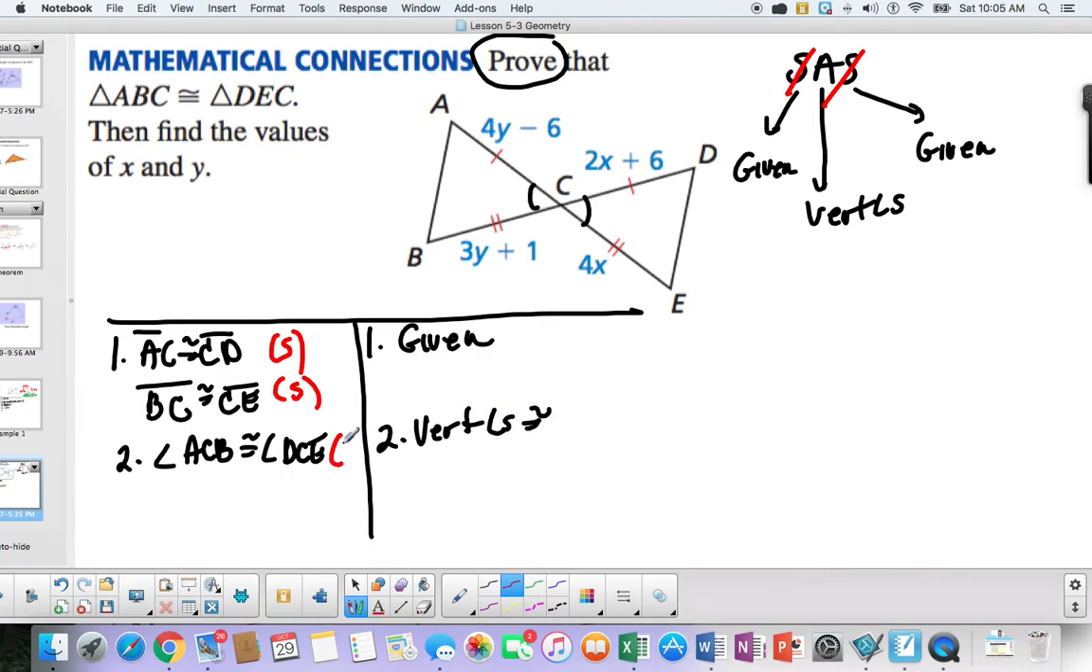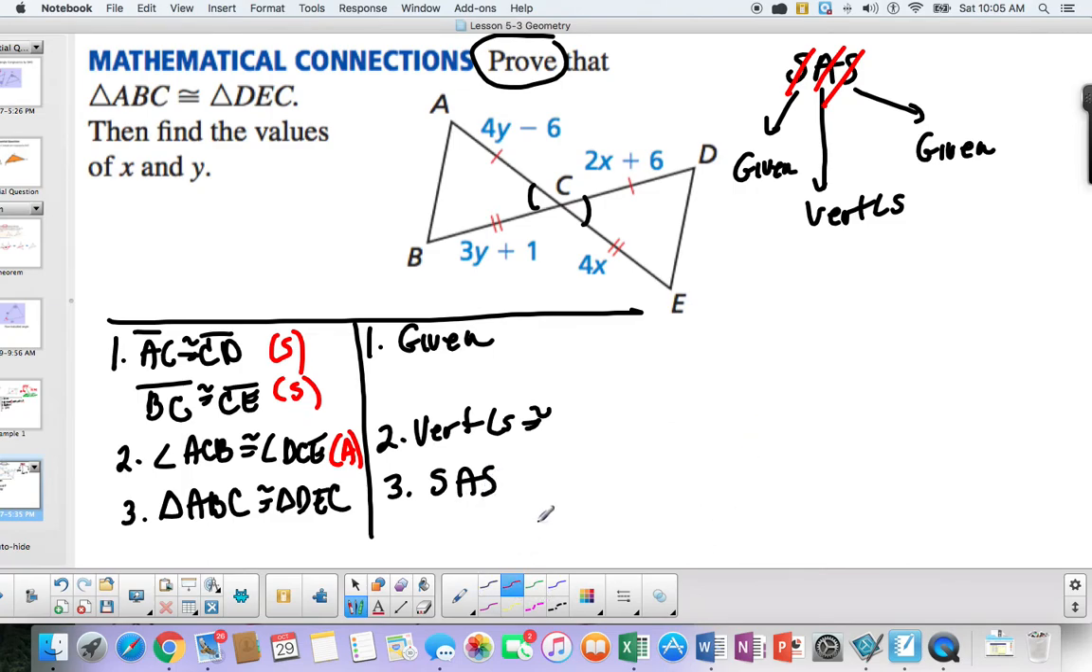And I'm going to put my A. Notice I didn't go in side, angle, side order. I just made sure all of them were listed. And now I'm ready for the last statement. And I can say triangle ABC is congruent to triangle DEC. And it's through the shortcut side, angle, side.